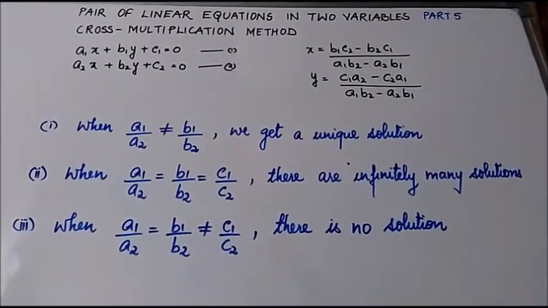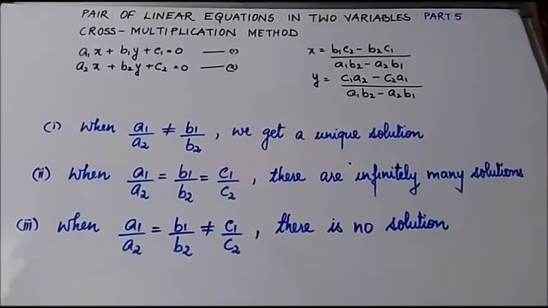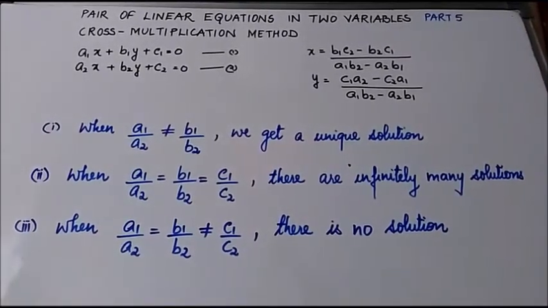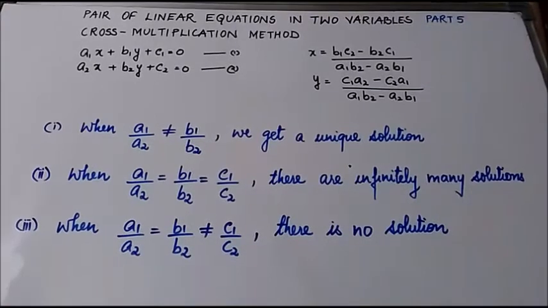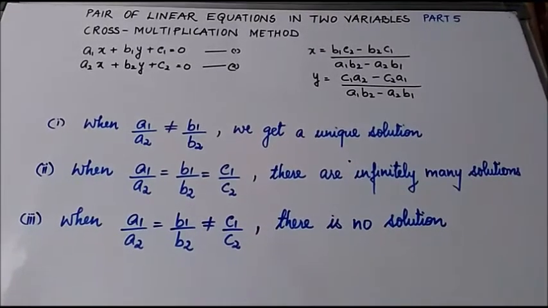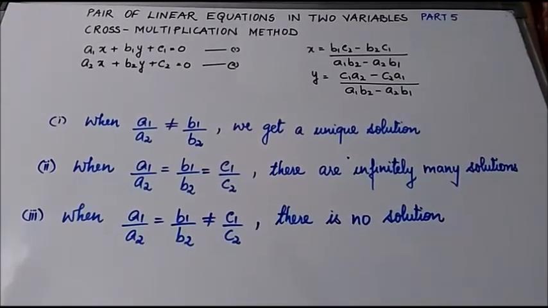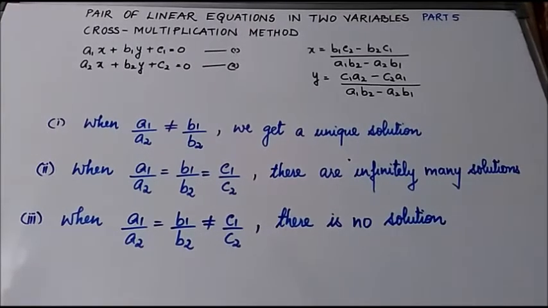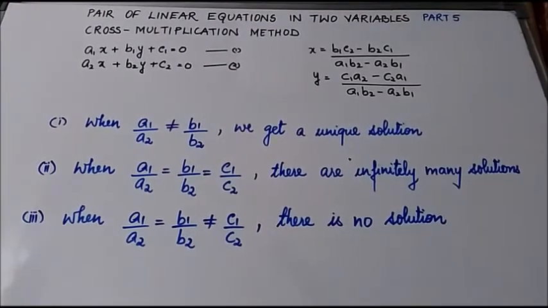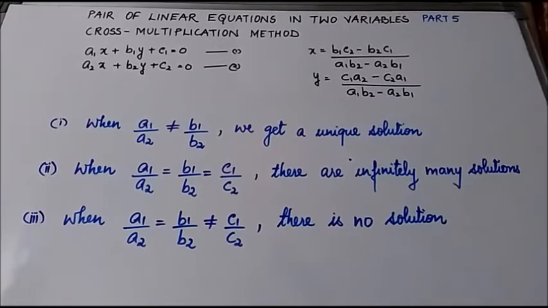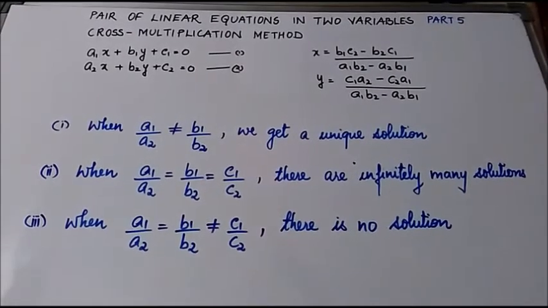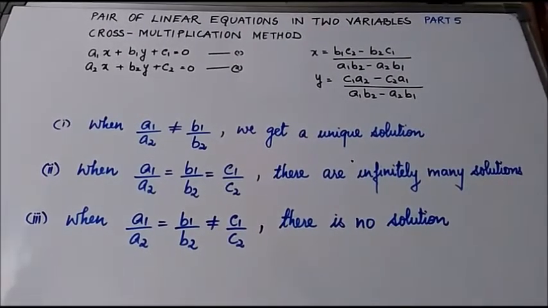Hence we can summarize the given two equations. When A1 by A2 is not equal to B1 by B2, we get a unique solution. Second, when A1 by A2 is equal to B1 by B2 is equal to C1 by C2, there are infinitely many solutions. And when A1 by A2 is equal to B1 by B2 is not equal to C1 by C2, there is no solution.